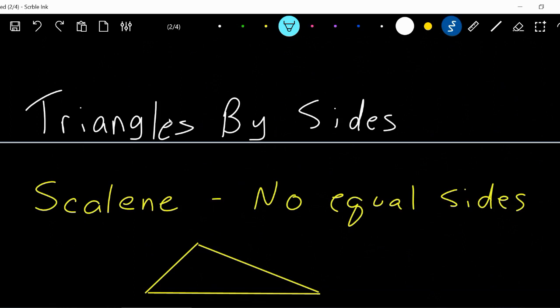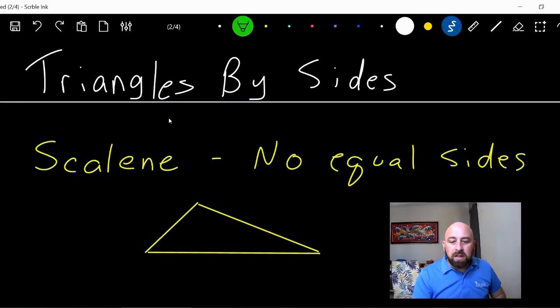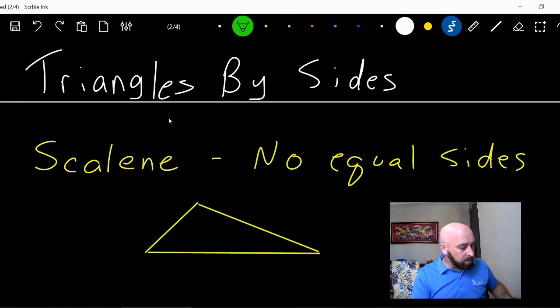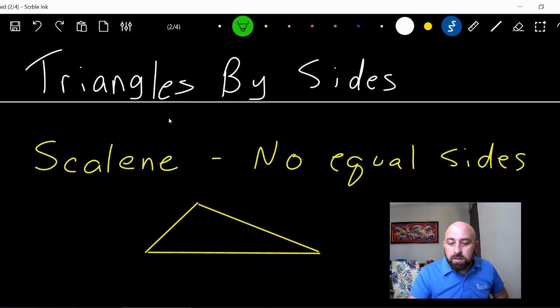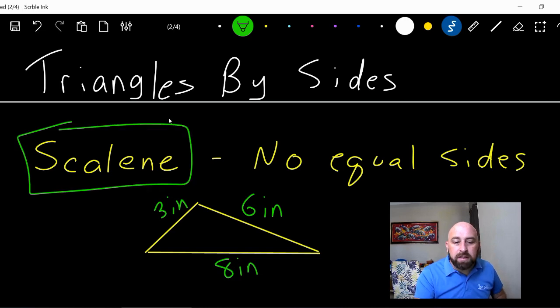All right, so real quick, we are going to classify triangles by sides. In a scalene triangle, and this is on page number 20 in your book, scalene triangles have no equal sides. So in other words, this side is 8 inches, this side is 6 inches, and this side is 3 inches. There's no equal sides. They're all different. That's called scalene. Again, you need to memorize that word, scalene.